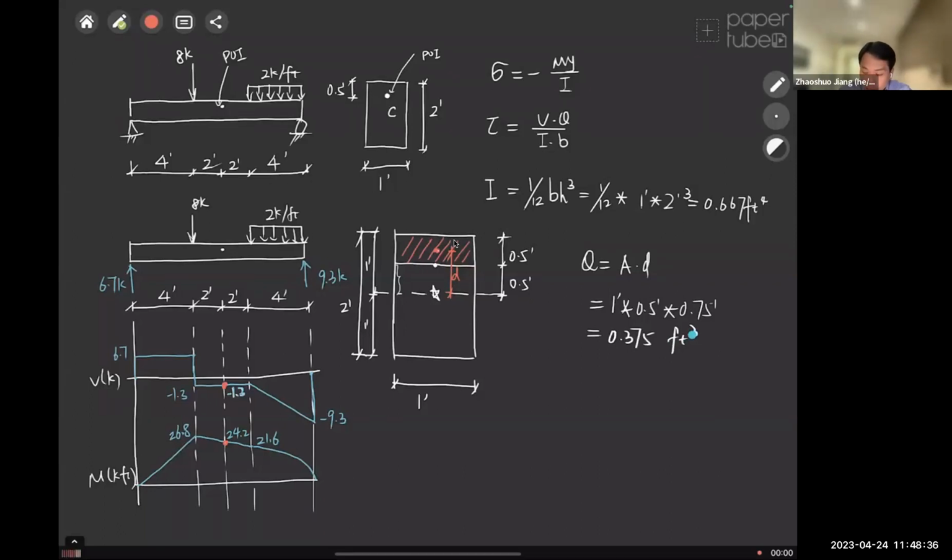Now with all the information calculated, we can easily calculate the normal stress. Sigma is equal to negative My over I. M is 24.2 kip-feet. Y is the distance between the point of interest to the centroid, right?